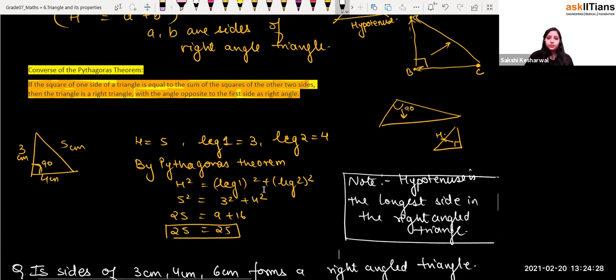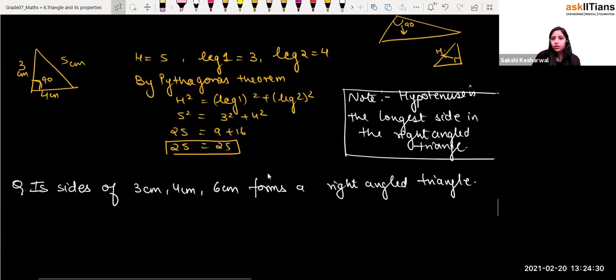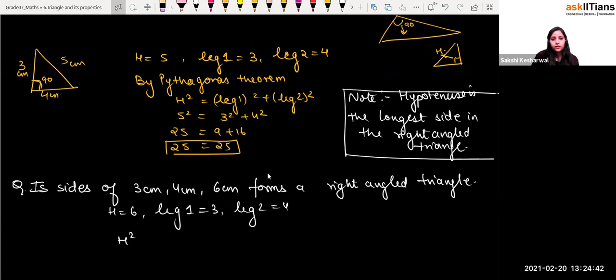Yeah. So if you see, which one is the hypotenuse? 100% the hypotenuse is going to be what? 6. And leg 1, let's say leg 1 is equal to 3 and leg 2 is equal to what, beta? 4 centimeter. So can I say that hypotenuse square is equal to what? Leg 1 square plus leg 2 square, right or not?